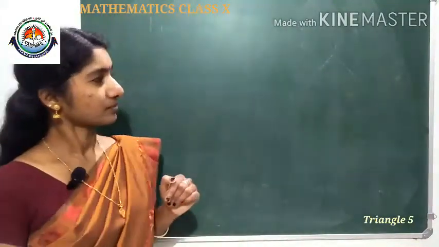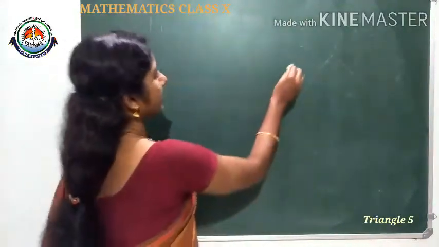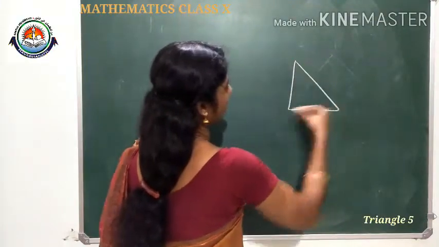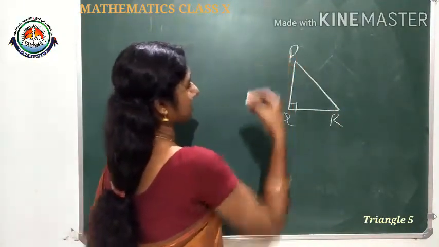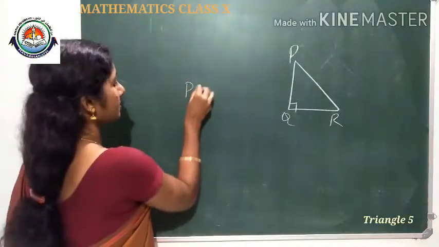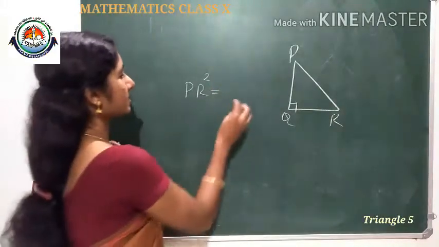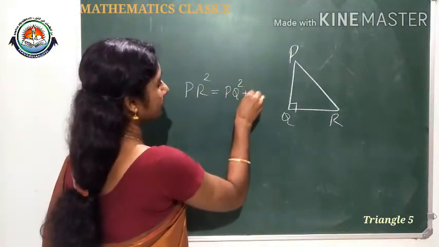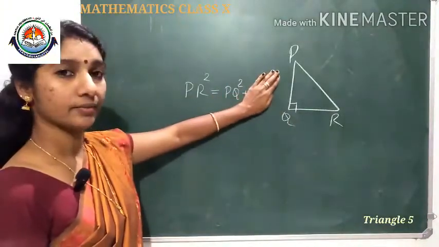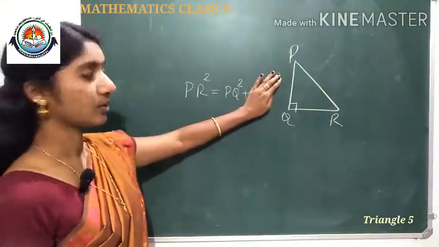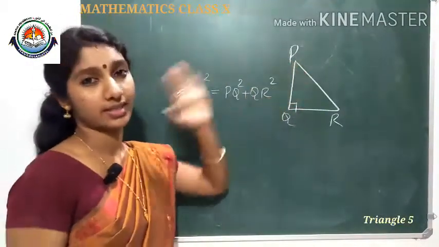So the theorem is familiar to you. The theorem says: in a right triangle PQR, with the right angle at Q, the hypotenuse is PR. Pythagoras theorem says hypotenuse square is equal to the sum of squares of the other two sides, that is PQ and QR, the sum of squares of the perpendicular sides.